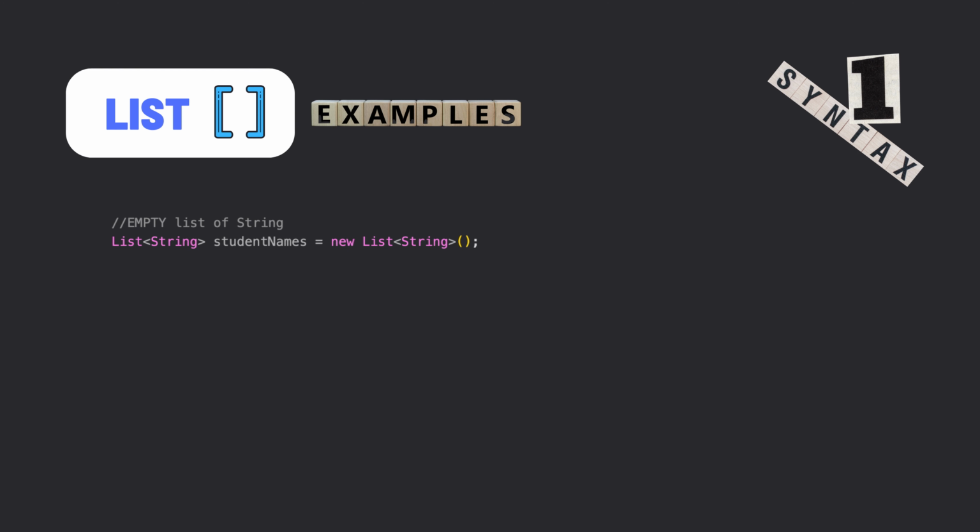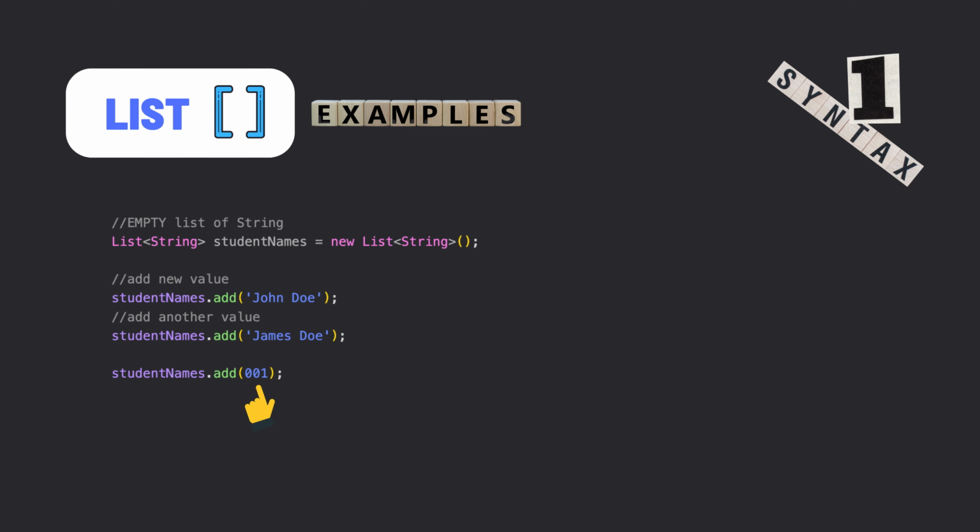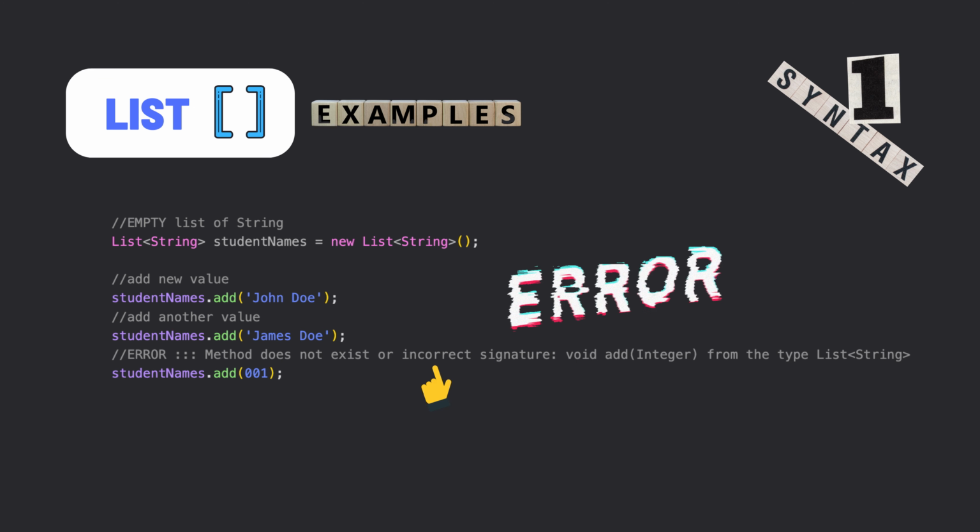Let's look at another example to see what happens if we pass a different data type value to the add method. Here we have a list of string with a few values added to it. Next, we add a new value. However, instead of a string, we pass an integer. As a result, we get an error saying incorrect signature. This is because our parameter doesn't match the variable type.